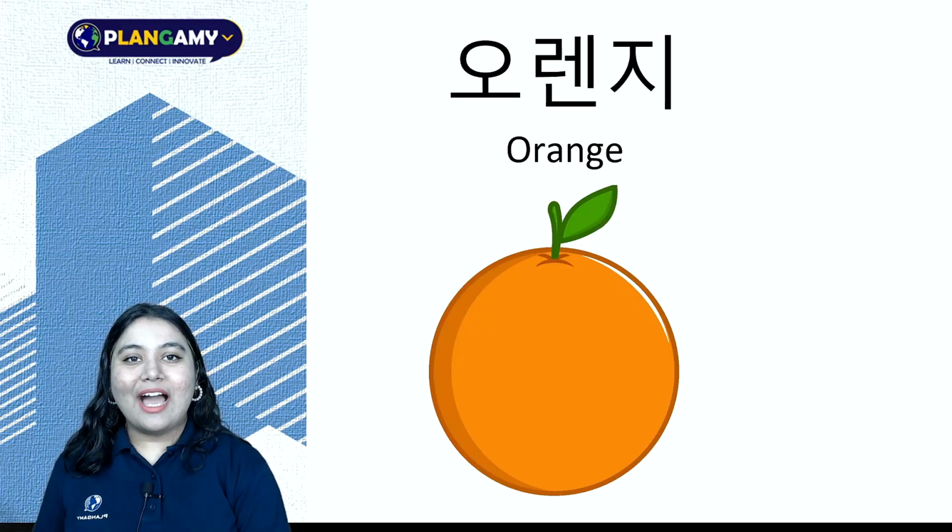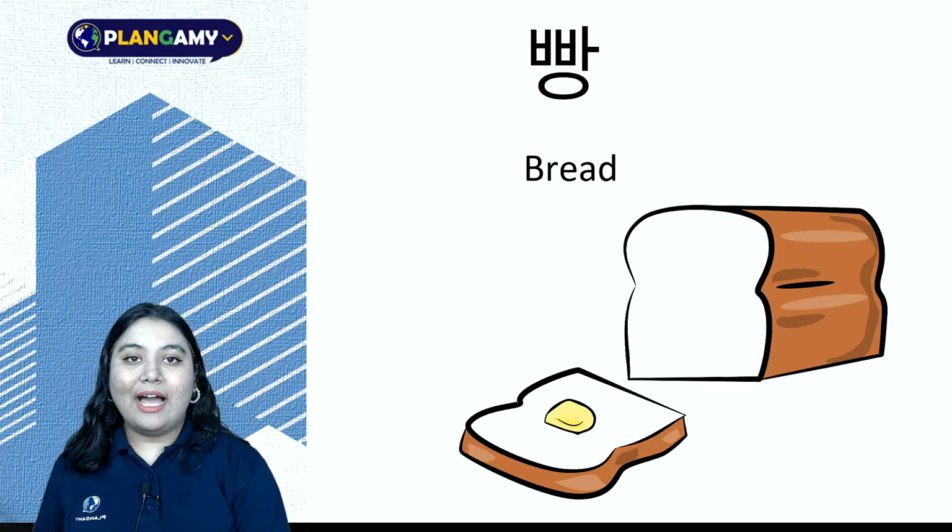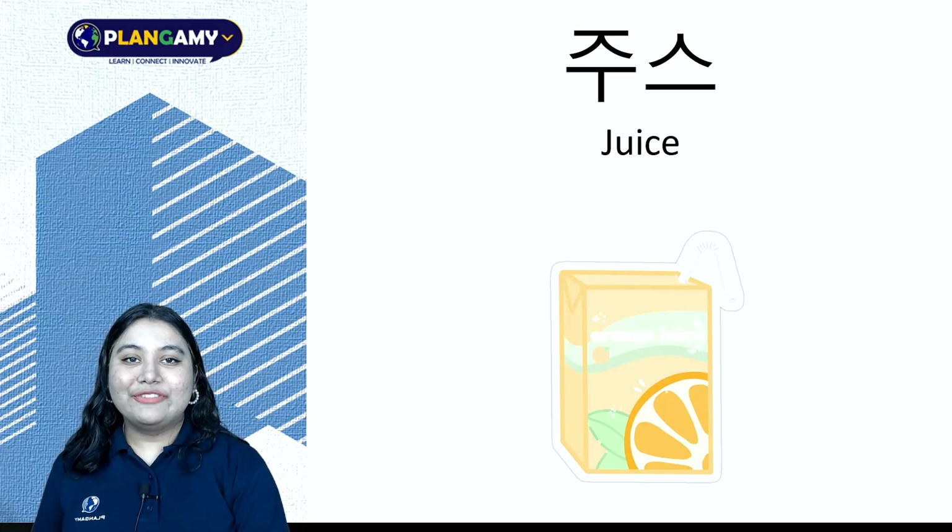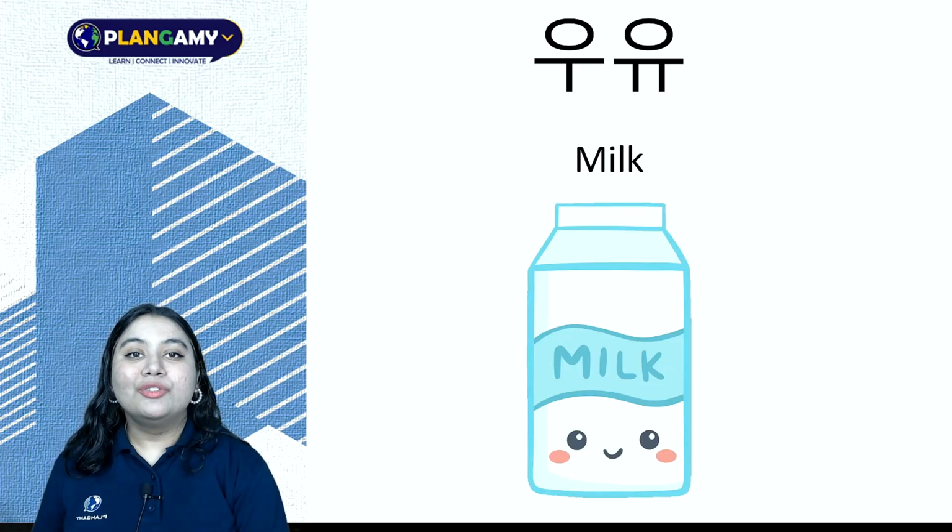Next word we have orangey. Orangey, much like the fruit that we call in English orange, orangey is the fruit orange. Next we have pang. Pang is bread. We move on to juice. Very similar to the English word juice, juice is juice. Then we have uyu. Uyu is milk, uyu.